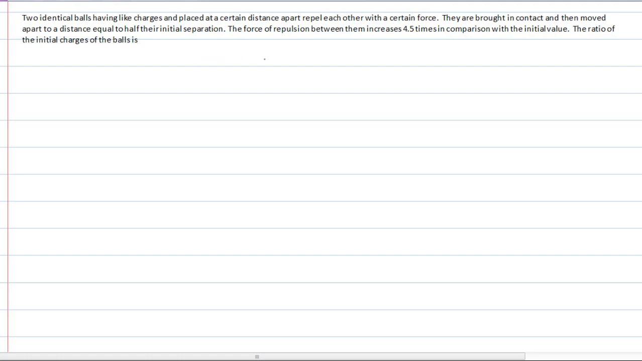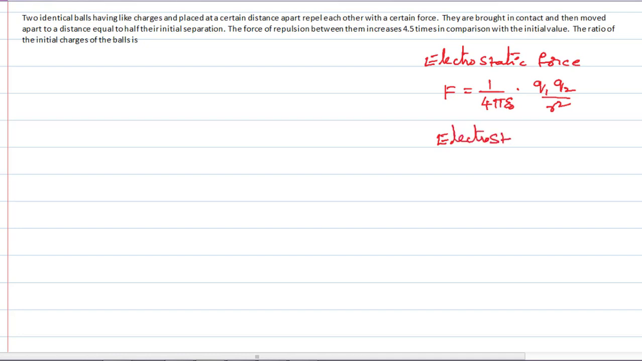In this video, we are going to discuss an electrostatic force related problem. What you learned is the electrostatic force equation: F is equal to 1 by 4 pi epsilon naught into Q1 Q2 divided by R square. And not only this concept, one more concept is electrostatic conduction, that is charging by conduction.